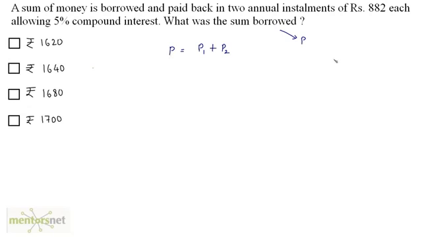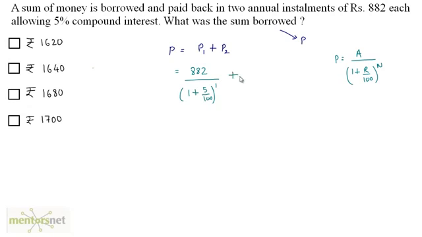Now we know the formula for principal. Principal is equal to the amount upon (1 + R/100) raised to N. So for the first installment the amount is 882. In fact, for both the installments, the amount is 882. So 882 divided by 1 plus the rate of interest, 5%, so 5 upon 100. Now what is N? Well, the first installment is paid after 1 year. So N is 1. That means the compound interest will be levied for only 1 year.